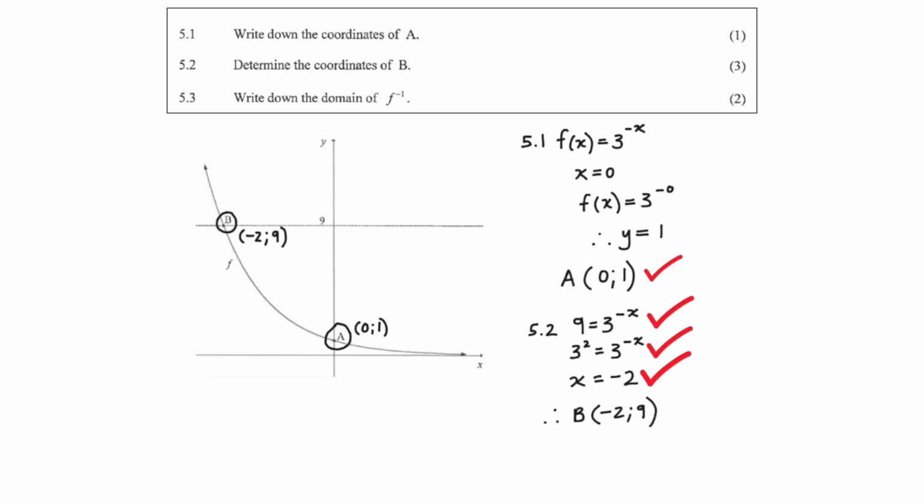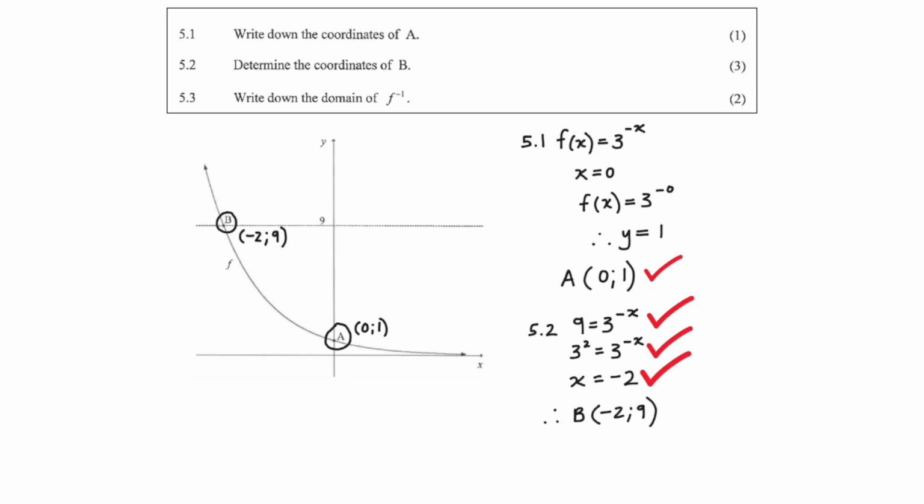Here they say write down the domain of f inverse. Now, first question, what is domain? Domain is all the x values of this function. And remember that inverse function's domain will correspond to the range of the original function. So let's first look at this function f and determine the range of the function. That's all the y values. So the y values of this function f will be all y values from 0 to infinity. But 0 is not included because 0 is a horizontal asymptote. So the range for the function f will be 0 to infinity.